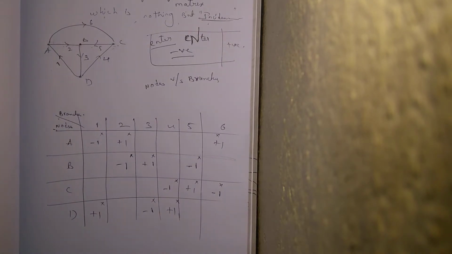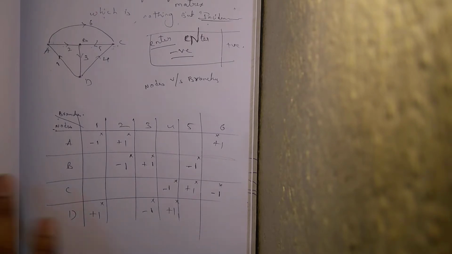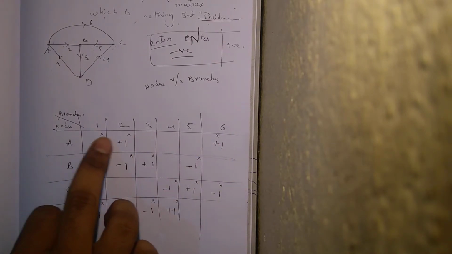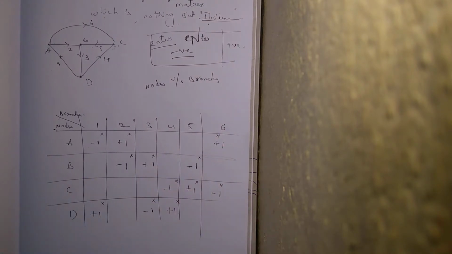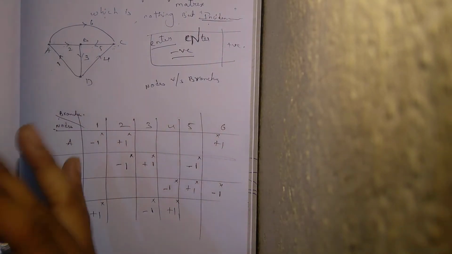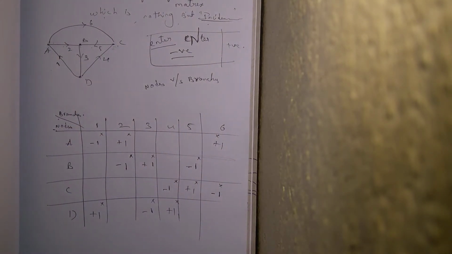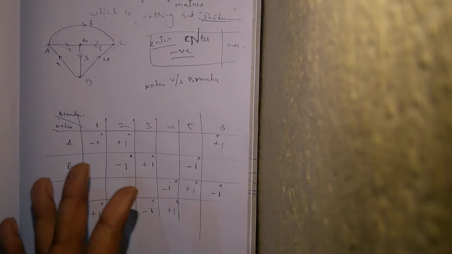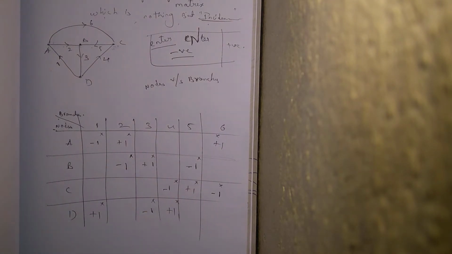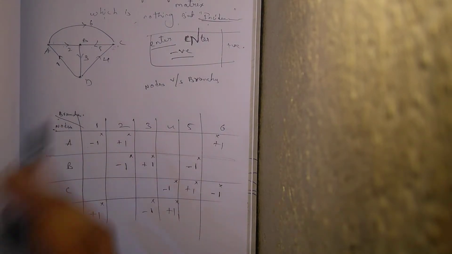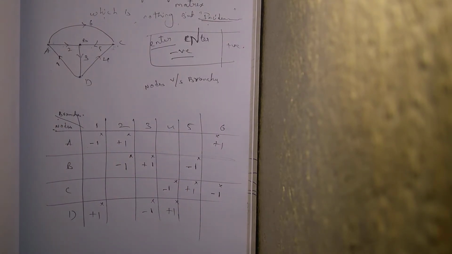I hope you got this, and this is your incidence matrix. So before constructing an incidence matrix, do some groundwork and mark all the branches which are associated with nodes, and then it is very easy for you to construct. Okay, so this is the procedure to construct an incidence matrix.